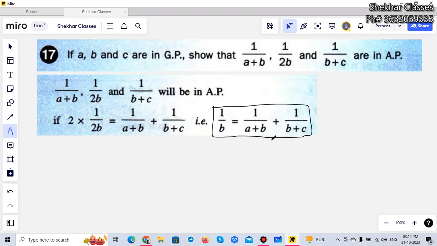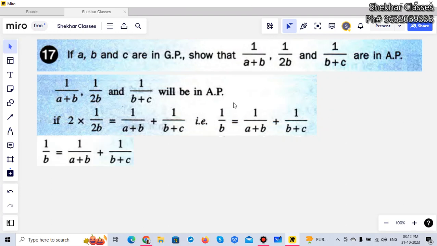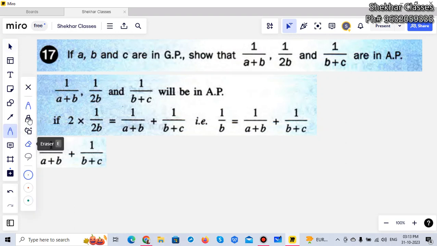Now I will take the RHS, which is 1 upon A plus B plus 1 upon B plus C. In fact, I should take only the RHS here. This is the RHS, and I will solve it and prove it is the LHS, that is 1 upon B.